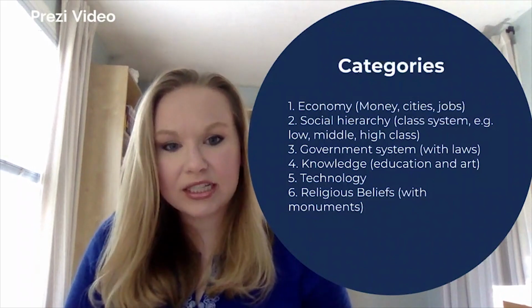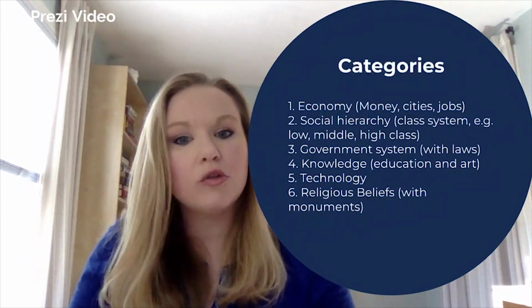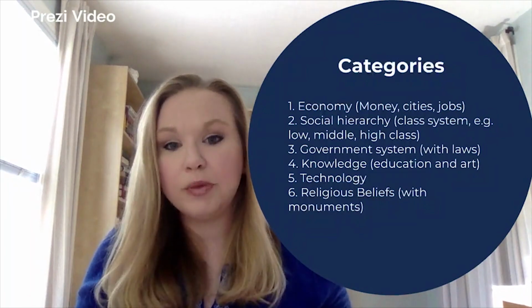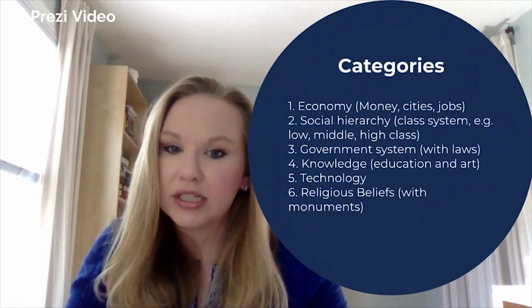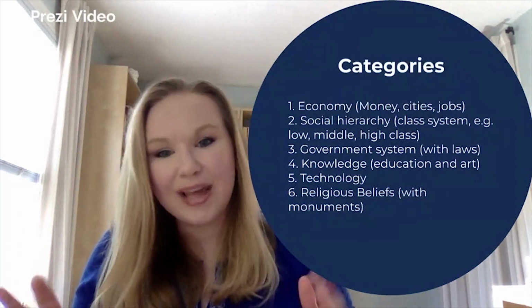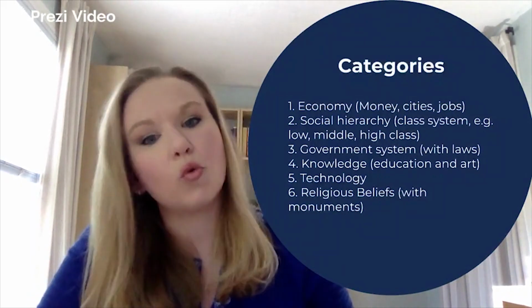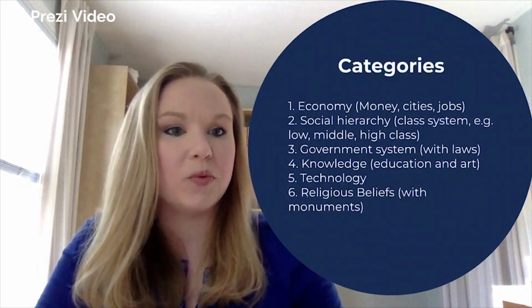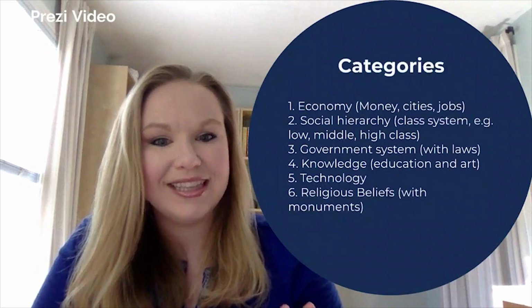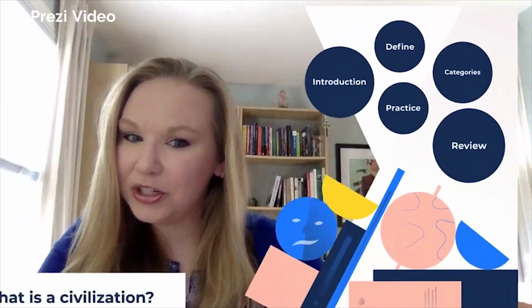And finally, number 6 are religious beliefs. And that includes monuments and that includes houses of worship. And it should be a defined set of beliefs with oftentimes a higher deity. Although between Eastern and Western cultures, that might be a little bit different. But there are still religious beliefs that are organized. Okay, so now that we've talked about these 6 different categories, let's see how we do.